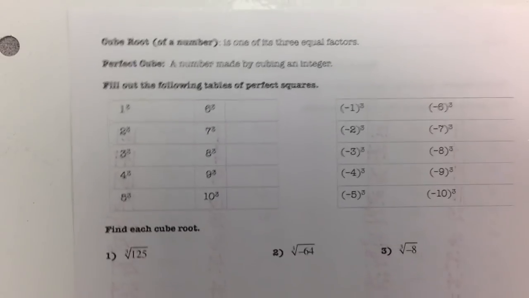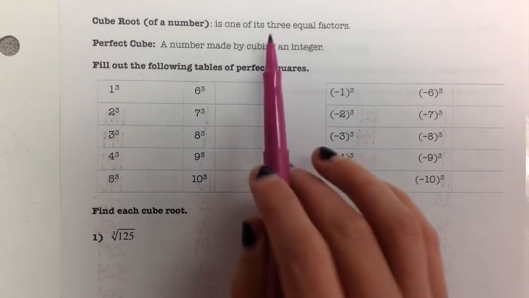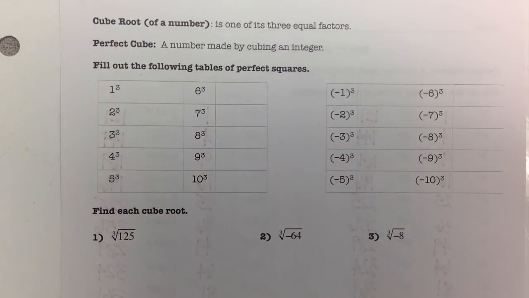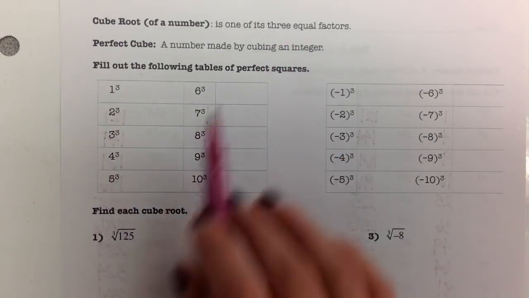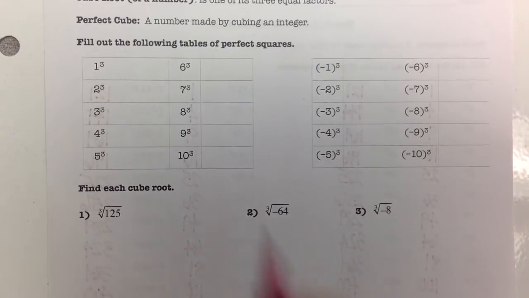So that's square rooting. Now we're going to look at cubes or cube roots. So a cube root of a number is one of its 3 equal factors. So a perfect cube is a number made by cubing an integer. So let's fill out this chart.